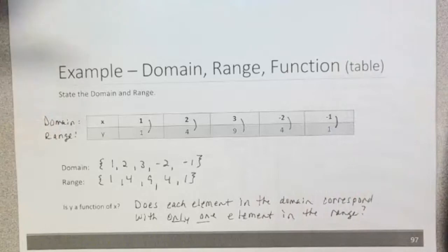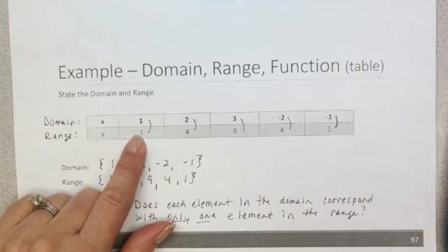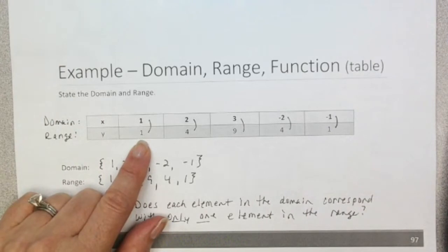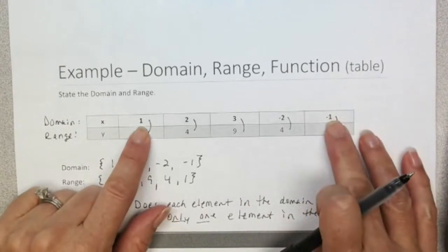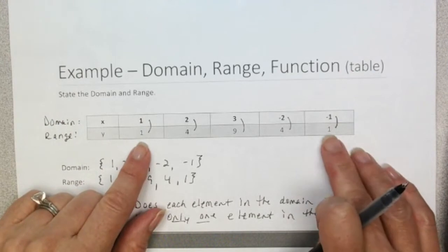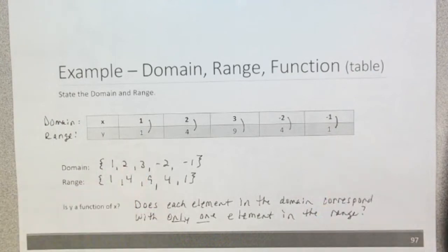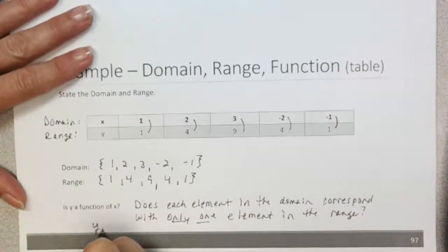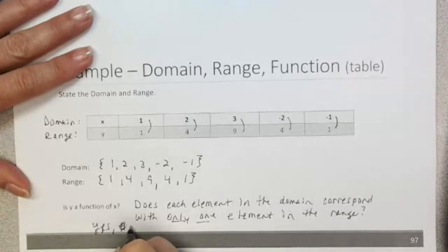Of course, -1 also corresponds with 1, but that's fine. -1 is not 1. Those are 2 different elements of the domain that just happen to correspond with the same element in the range. Okay, looks to me like this is still a squaring function that we're looking at. So I would say yes, this is a function. Or I could say yes, y is a function of x.